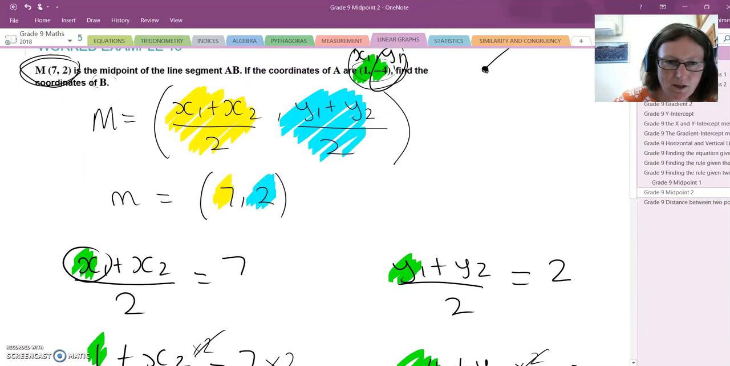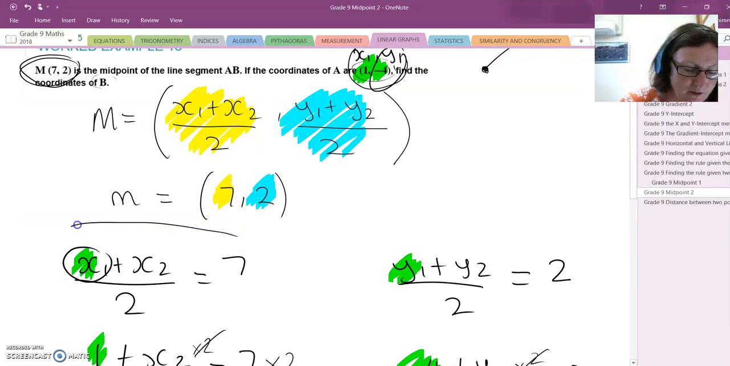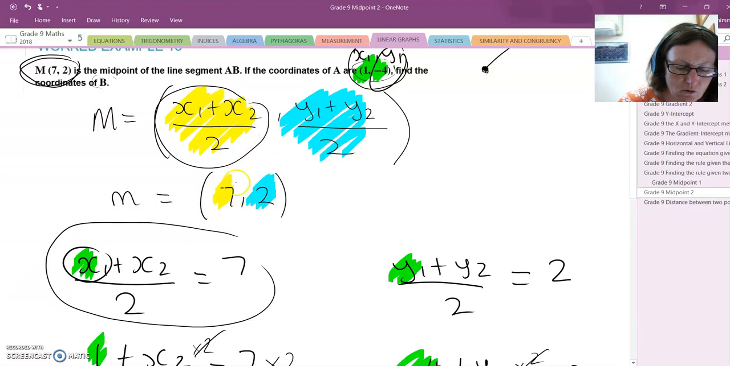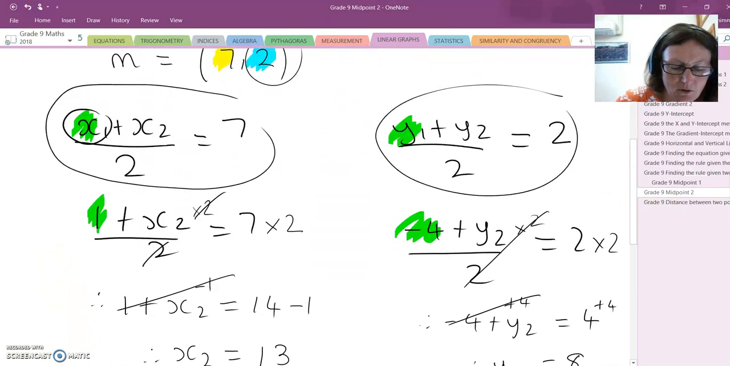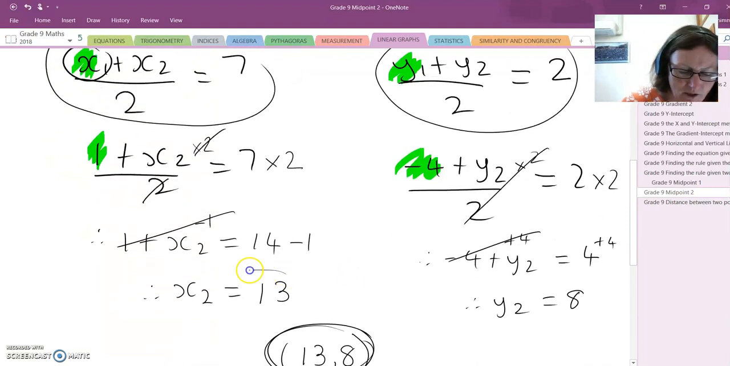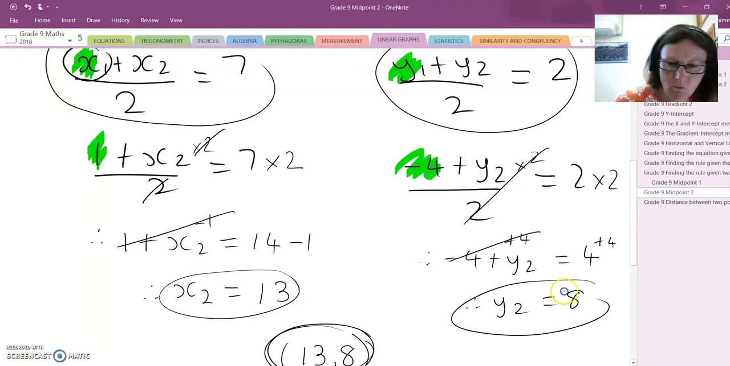So how did we do that again? We wrote our midpoint formula. We wrote in that we knew that (x1 + x2)/2 was equal to 7. We knew that (y1 + y2)/2 was equal to 2. And then under both of those we used our knowledge of equations, doing inverse operations to both sides to end up working out what our x2 and our y2 was.